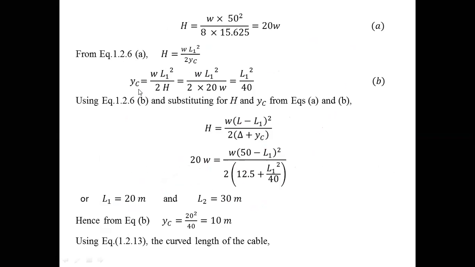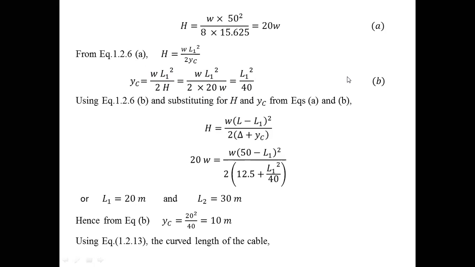Then YC is equal to, now from the equation, consider the left. Its lowest point is located at a distance L1 from support A. Already I explained the derivation. So from this, YC is equal to WL1 square by 2H. But you know H is equal to 20W in terms of W. Therefore, YC is equal to L1 square by 40.